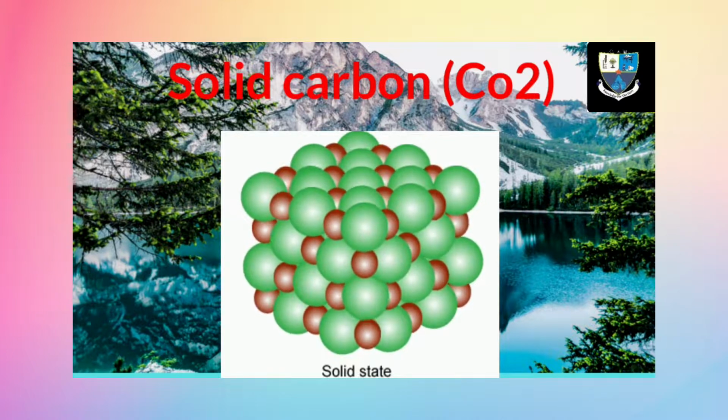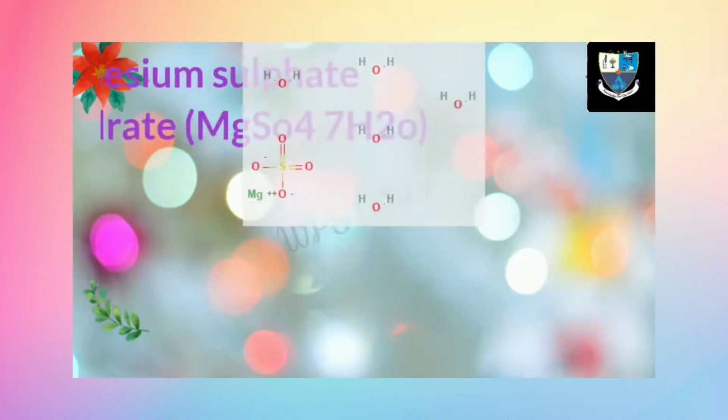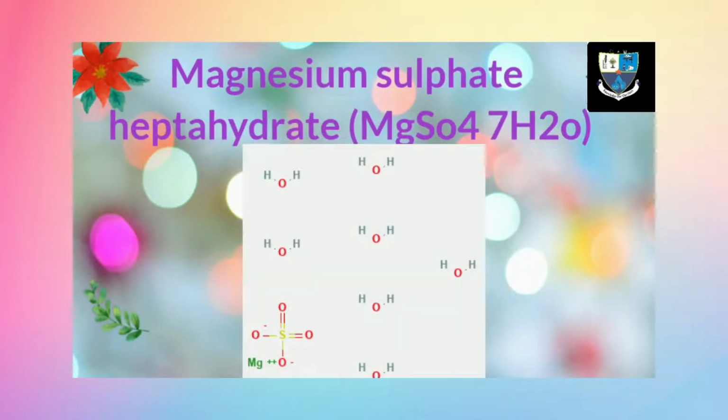Next is magnesium sulfate heptahydrate. The chemical formula is MgSO4·7H2O, and the diagram below is the chemical structure of this compound.